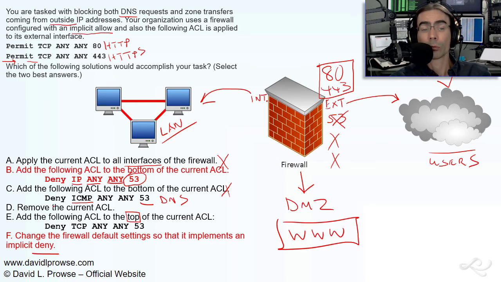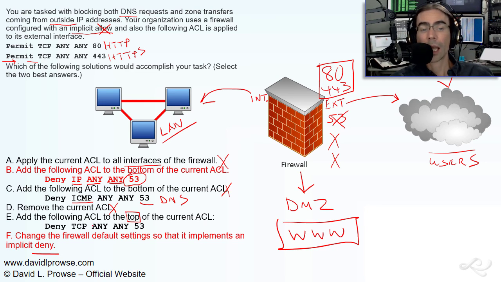D says remove the current ACL. Well, this is dealing with HTTP and it's a permission. It's an allow permission. So removing that, again, really isn't going to do anything for us because we're dealing with DNS requests with port 53. Removing that would stop users from connecting to our web servers, which we want, except that we have this implicit allow anyway. So we really want to get rid of that. That's the first thing we want to do. So remove the current ACL. That's not going to help us. That's not going to fix the problem for us.